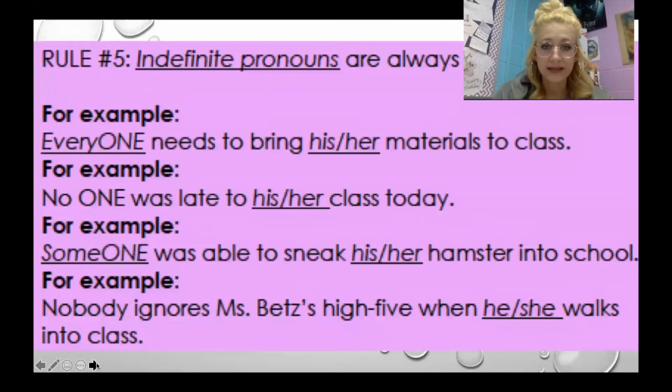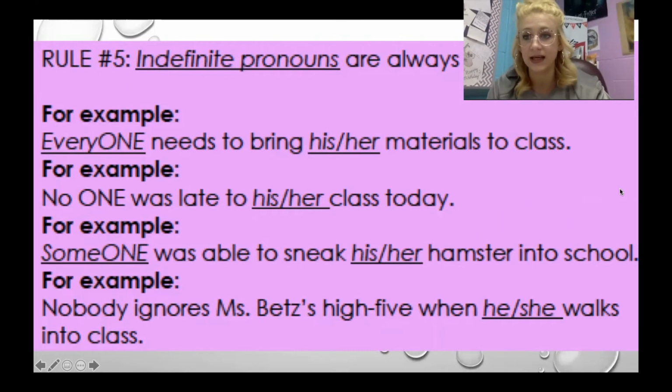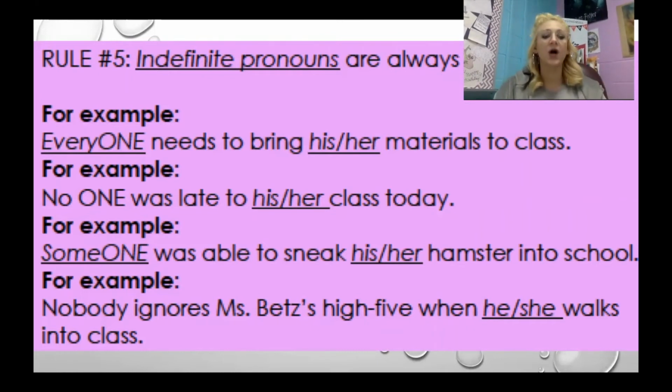Rule number 5, indefinite pronouns are always singular. An indefinite pronoun is when we're referring to an antecedent that is unknown. Everyone, no one, someone, somebody. You'll notice that most of these indefinite pronouns, everyone, someone, has one in the word. That should help you. That's like a key clue that shows you that this is singular. So we need singular pronouns. For example, everyone needs to bring blank materials to class.